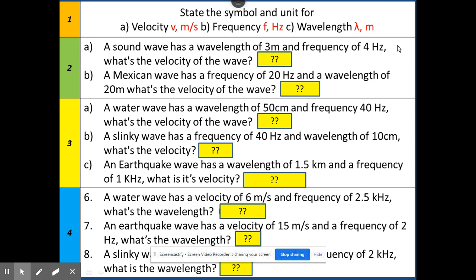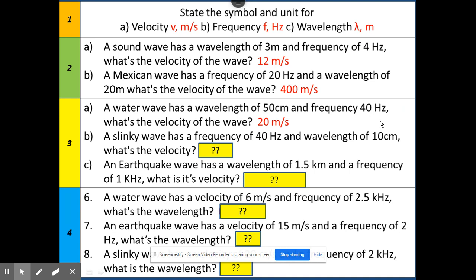Now, a sound wave, 3 meters, frequency 4 hertz, you multiply that together, you're going to get 12 meters per second. A Mexican wave, where you've got football or rugby supporters moving at right angles to the direction of the energy, 20 hertz and 20 meters, that's going to be 400 meters per second, making sure that you're putting the correct units with your answer. Now, a water wave, 50 centimeters. So we need to turn that into meters. 0.5 times 40, that's going to be 20 meters per second.